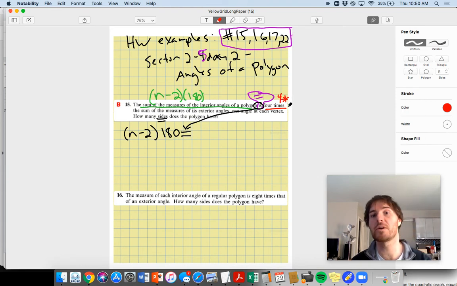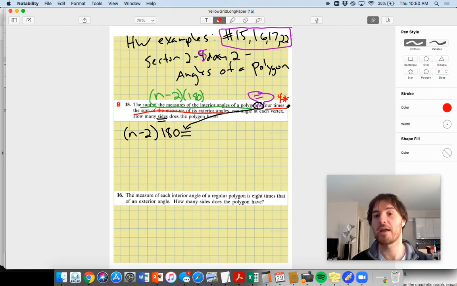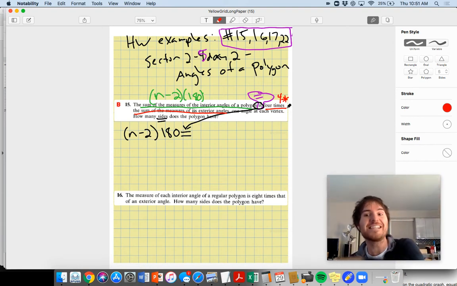We're going to multiply 4 to something, 4 times. And then it says the sum of the measures of its exterior angles. What is the sum of the measures of the exterior angles of any convex polygon? One angle at each vertex, so one set of exterior angles.